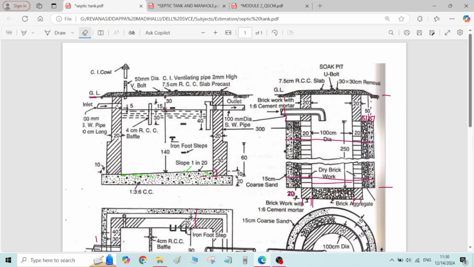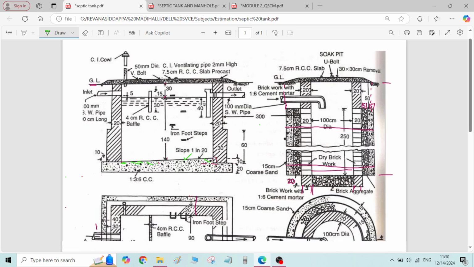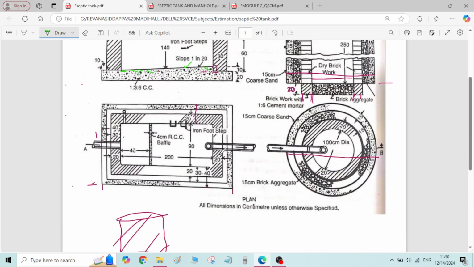Okay, here these walls are there, no? The walls of the septic tank are made of first class brickwork with 1:4 cement mortar. This volume we have to calculate. Volume of these walls we have to calculate, all around the periphery of the septic tank. It is a rectangular room, like a rectangular room only.